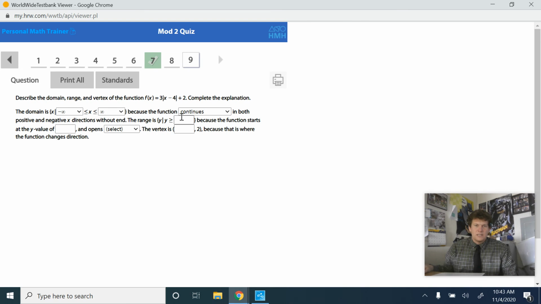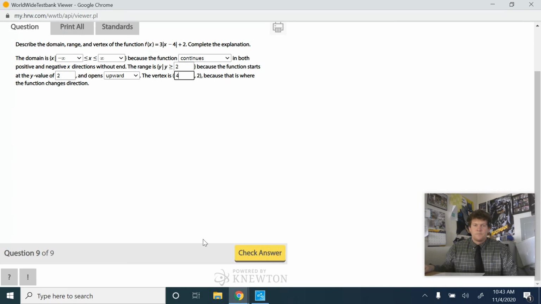So with that vertex, I know the y value of that vertex is 2. So I want to be at 2 and above because the function starts at 2 and it opens up. The vertex, like we just saw, is (4, 2), because that's our shifts given in the problem.